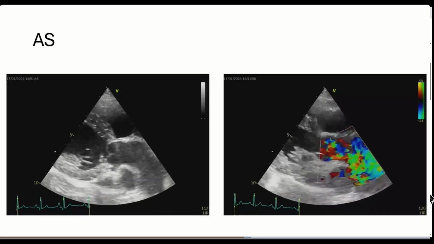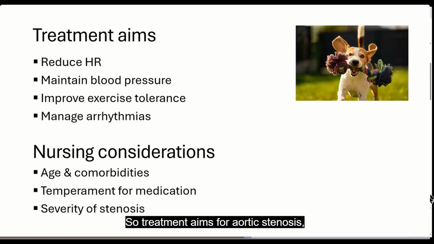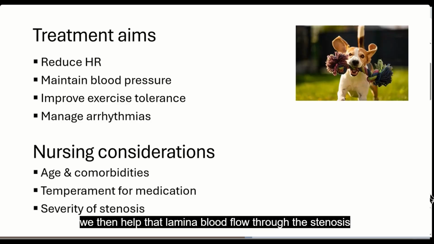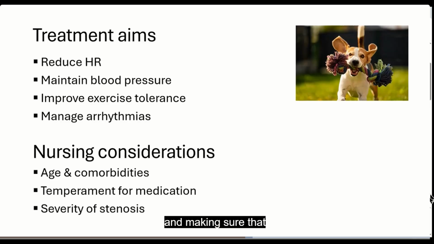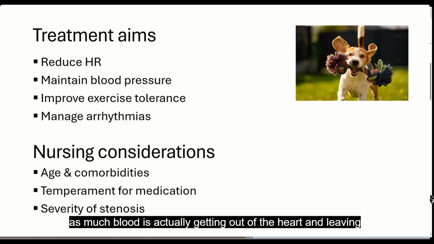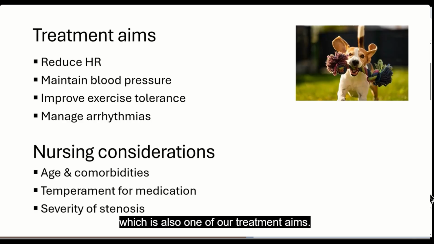So treatment aims for aortic stenosis, we actually want to reduce our heart rate. Now, by reducing our heart rate, we help that laminar blood flow through the stenosis and make sure that as much blood as possible is getting out of the heart, maintaining that cardiac output and that blood pressure, which is also one of our treatment aims. Improving exercise tolerance is also one.